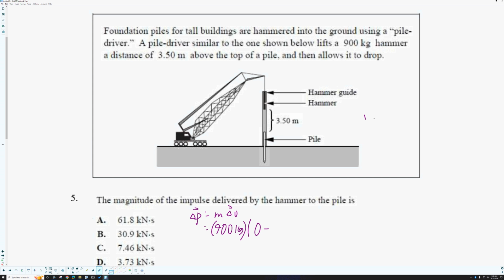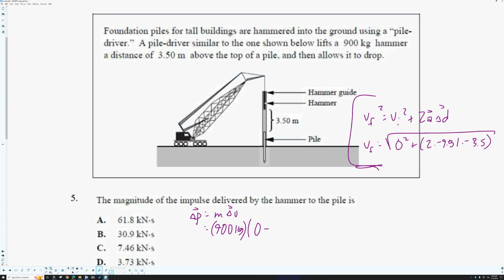We're going to do VF squared is equal to VI squared plus 2AD for that one. It's a little bit confusing with the VFs and the VIs here, right? We're actually going to solve for VF. VF is the square root of VI, which would be 0 squared. This is analyzing the fall, not the collision with the pile, but the fall of the hammer. 3.5, yeah. Anybody get a value for VF, of the fall of the hammer? Somebody must have this number.